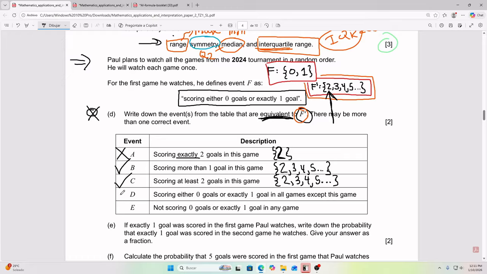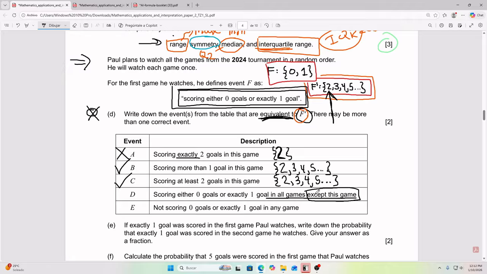Event D is a little bit more weird because it says scoring either 0 or exactly 1 in all games except this game. And that's a little bit more weird because when it says except this game, it means that in all of them it's going to be F, but in this one, no. And so because it says in all games or except this game, it steers away from what we define as F complement. Because F over here is talking about just this one match or just this one observation. So F complement is also implied for just this one observation.